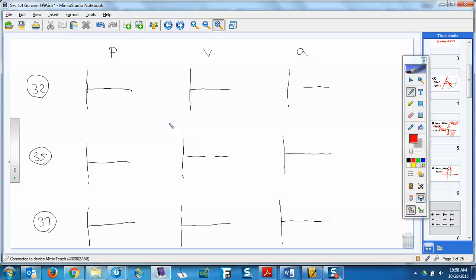All right. Let's move on to this section. Okay? 32 through here. Suppose that an object can move only along the positive x-axis. Sketch the object's position, velocity, and acceleration graph. Okay, so what are these, the ones we did? 32, 35, 37? Okay, 32 says if the object is moving away from the origin at a constant velocity.